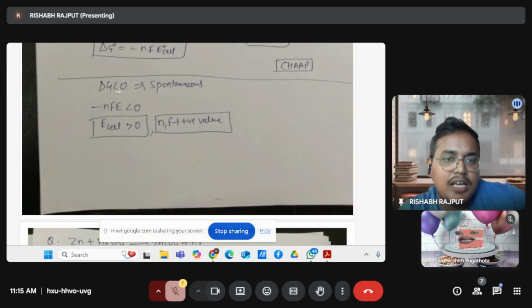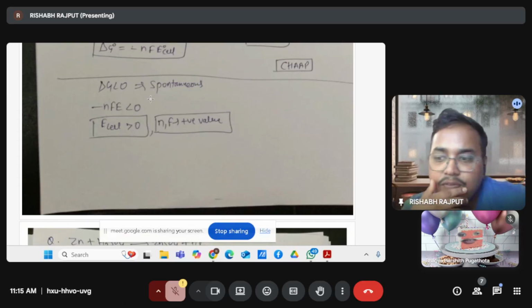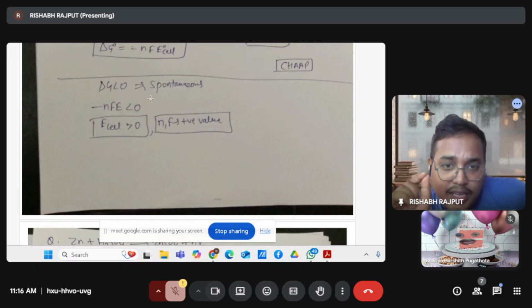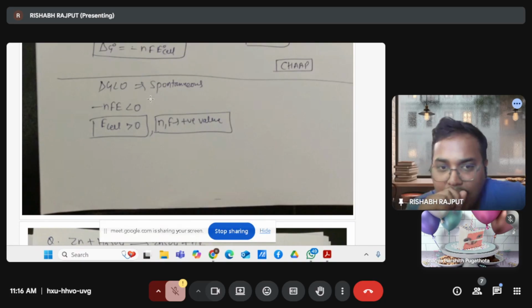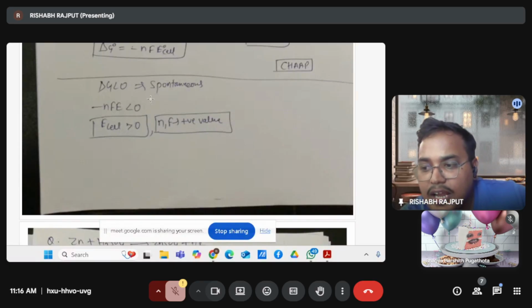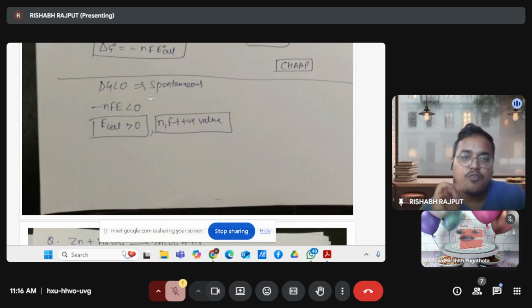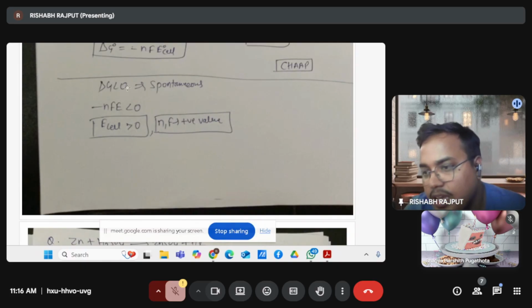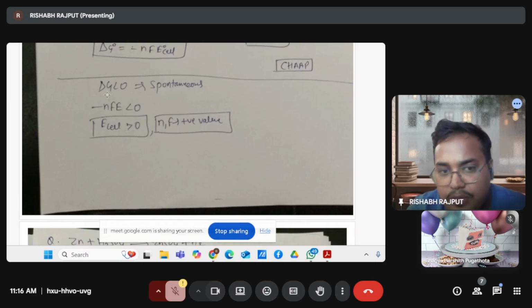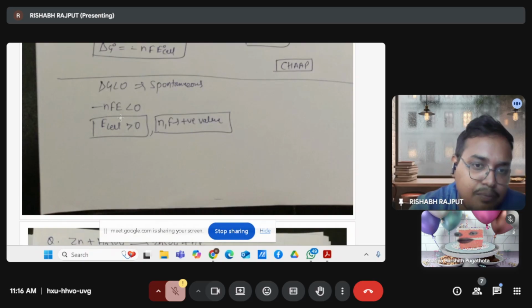See delta G. Yesterday I told you one thing: if your delta G is less than 0, it is a spontaneous process. In this case, your E cell is positive. That is why this process is possible. Yesterday I wrote this point in your notes. But today you can observe how it comes. For a spontaneous process, delta G is always negative. We know the delta G formula is minus nFE.